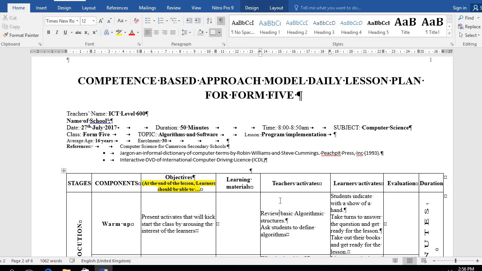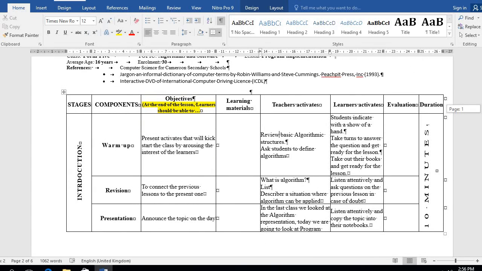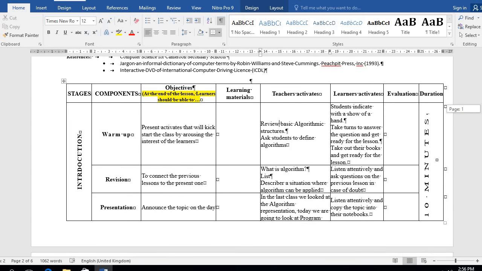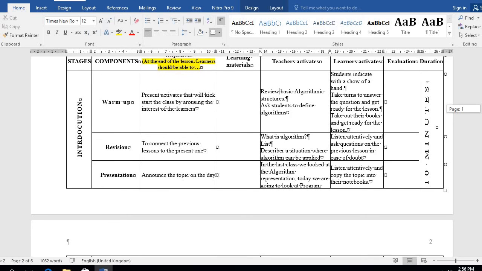Unlike in the common model of lesson plan, this one has more components added. Its components have been broken down, so for example, in the introductory part, in the introduction, you have warm-up, wherein you are presenting what will start the lesson of the day, that's to arouse interest of the learners. You have revision, that is, you are connecting the previous lesson to the present one.